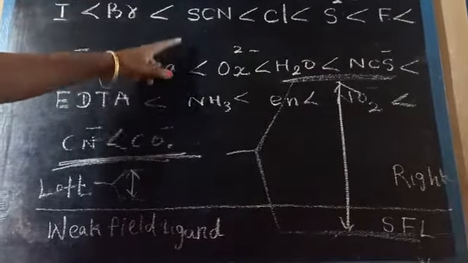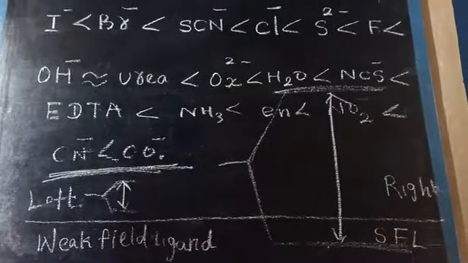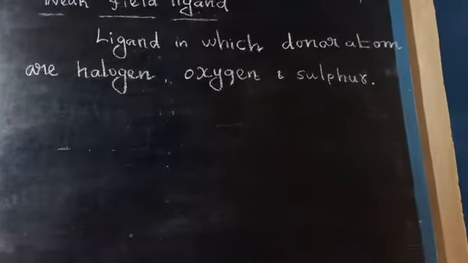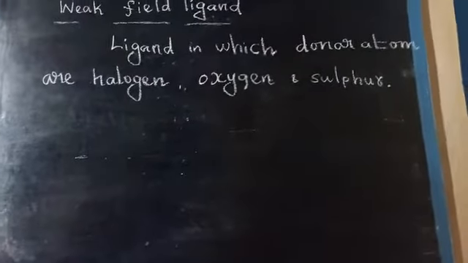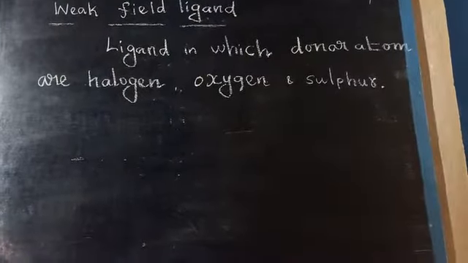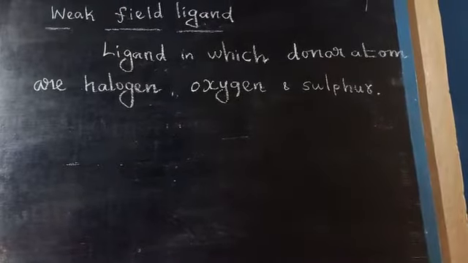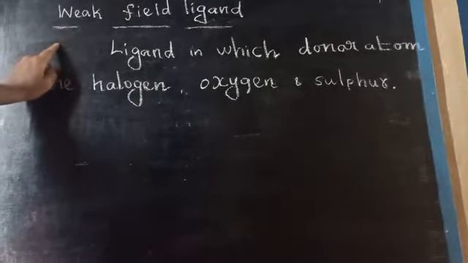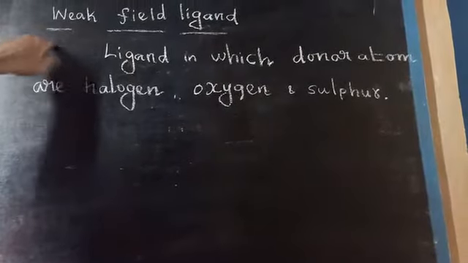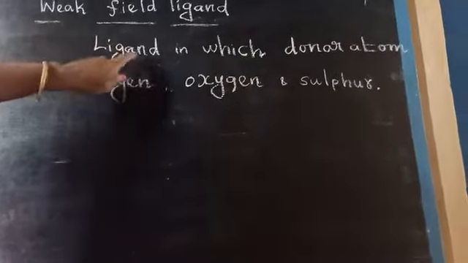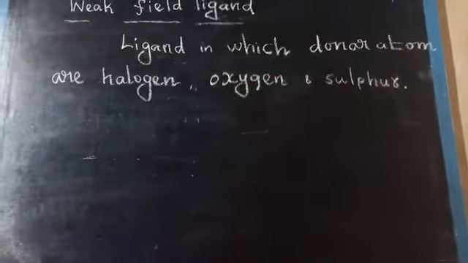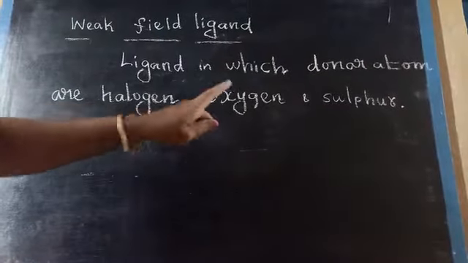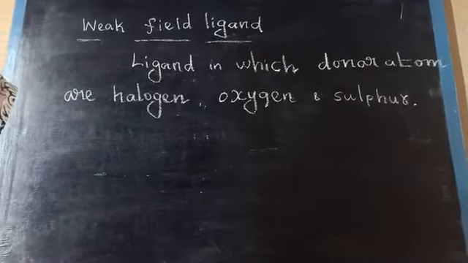So this one is for the spectrochemical series. Sometimes I have the doubt how to identify the ligand, whether it is strong field ligand or weak field ligand. Children, this is the trick. Keep in mind, ligands in which the donor atom is halogen, oxygen or sulfur are weak field ligands.